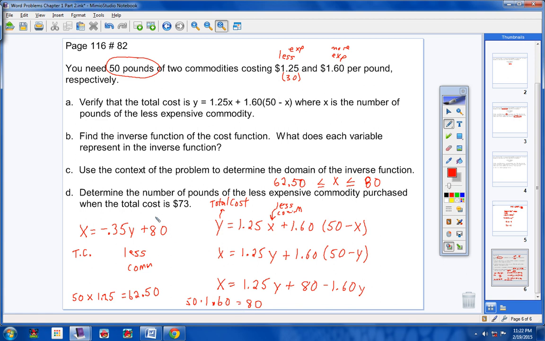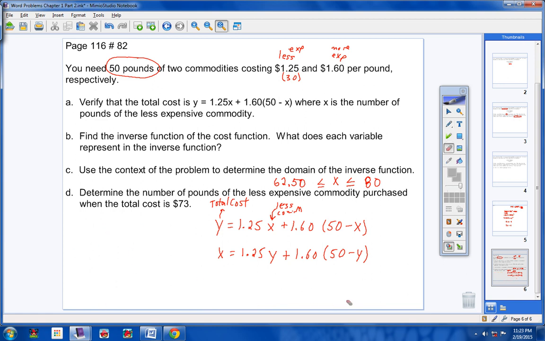Moving on. Determine the number of pounds of the less expensive commodity purchased when the total cost is 73. So we can do this. Here we go. Let's find the number of pounds of the less expensive commodity when the total cost is $73. Now please watch how I do this. I've got a question for you guys, okay? It's saying they want you to find the number of pounds of the less expensive commodity. Well, that's your x, remember. X is the number of pounds of the less expensive commodity. Okay? So they're giving us the total cost, which is $73. So for the y right here, I'm going to put 73.